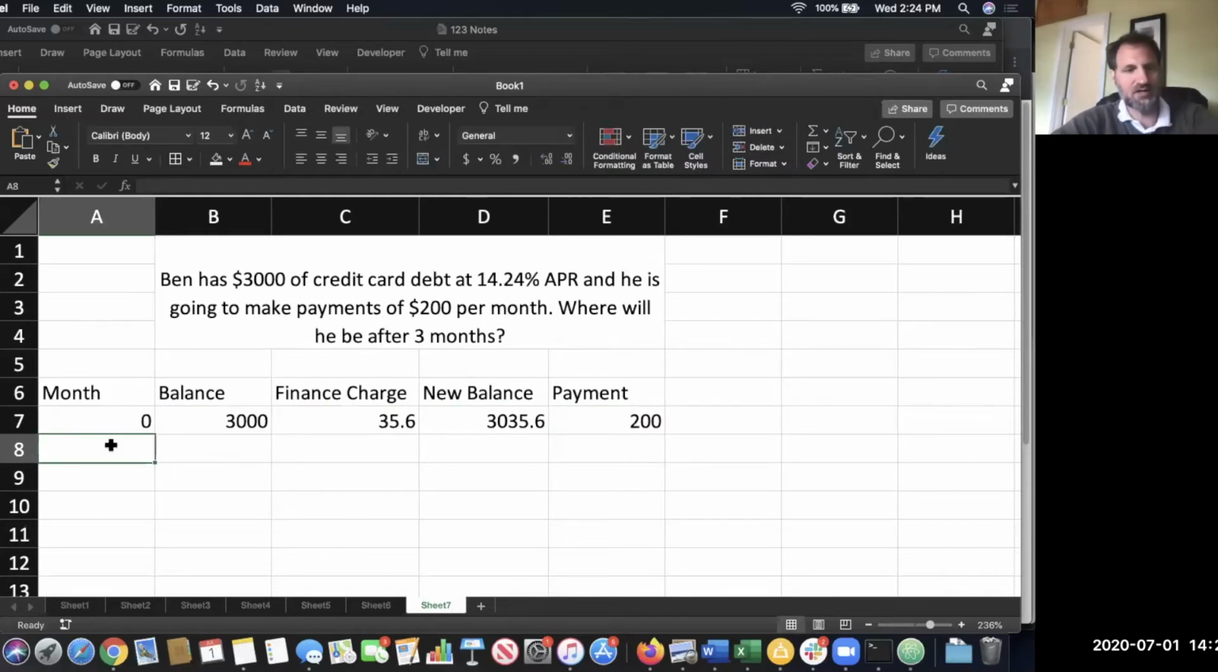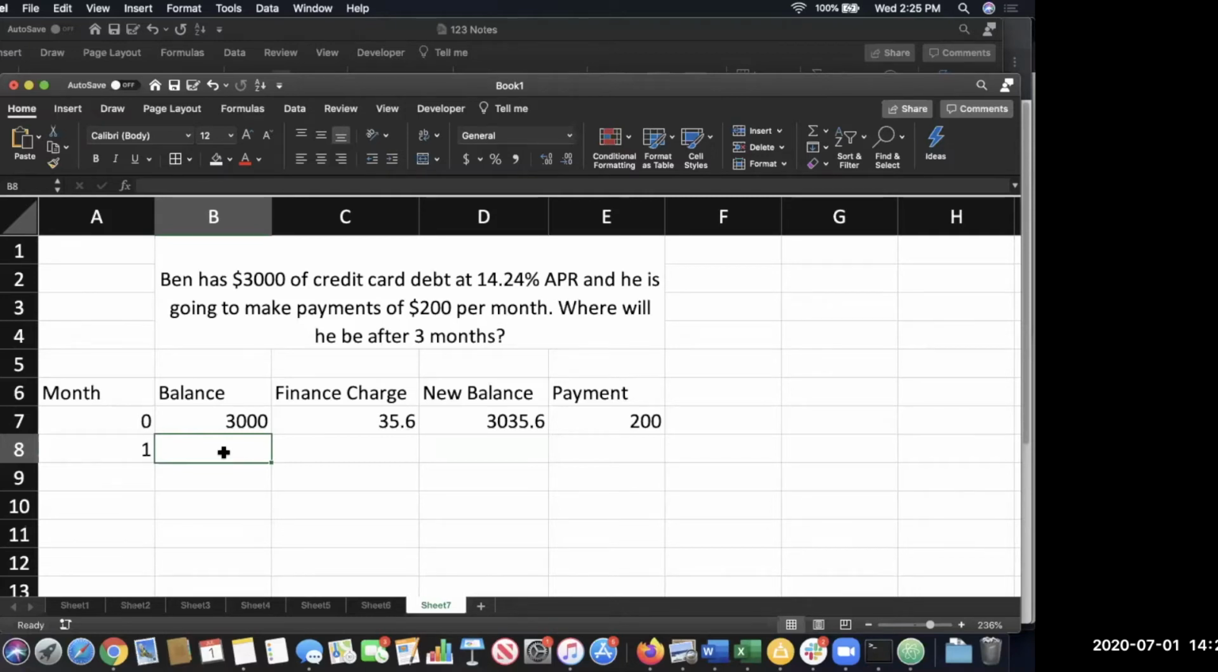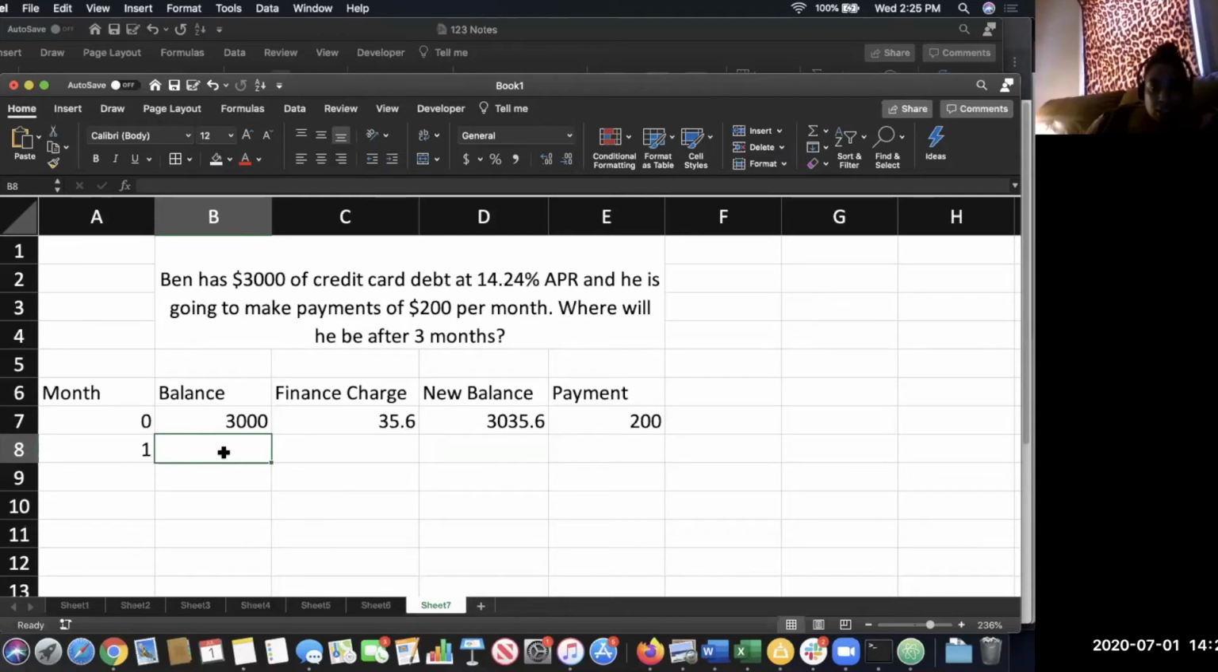And so now I'm ready to move into month 1, where I've made the full month. I had to pay some fees, that's the finance charge, for borrowing the money in the first place. But then I made a payment. So my balance went up, now it's going to go back down. So what do I need to do here to get my new starting point? It's not going to be 3,000. It's not going to be 2,800. You're going to subtract the 200 from what? From the new balance. New balance, good.